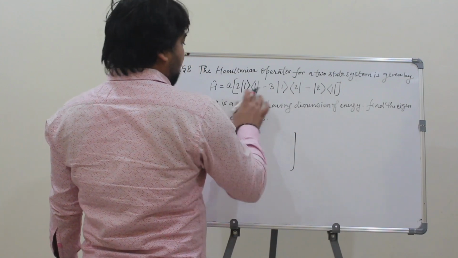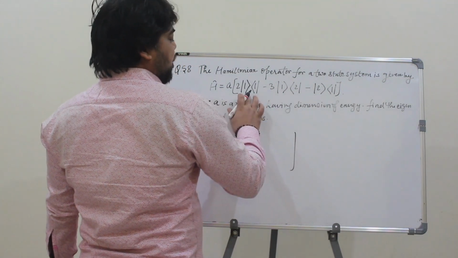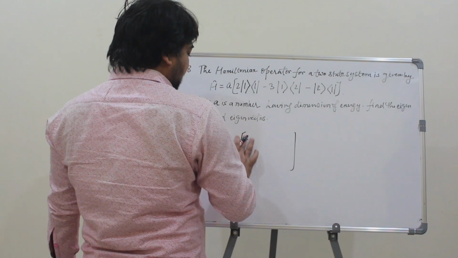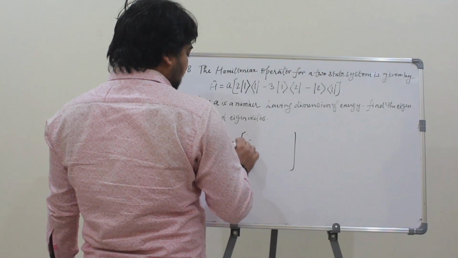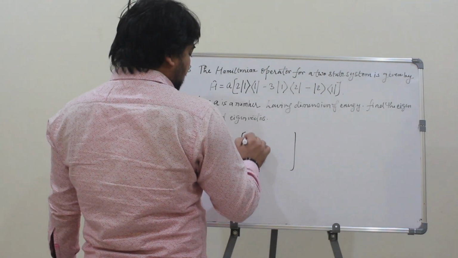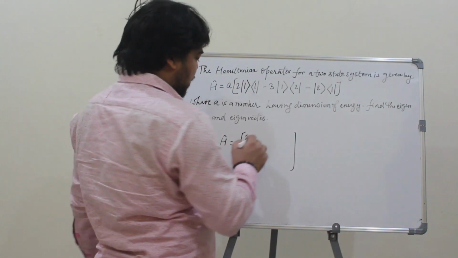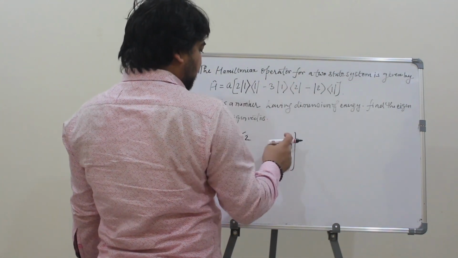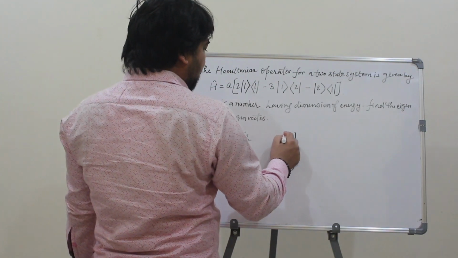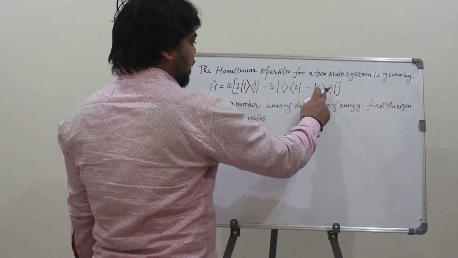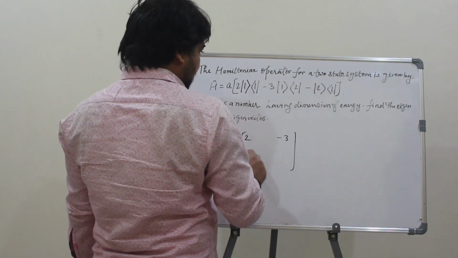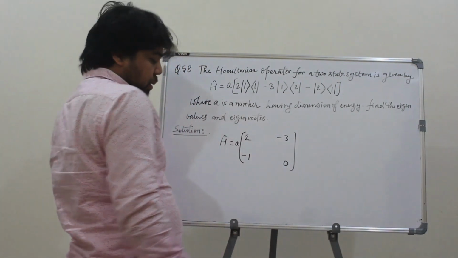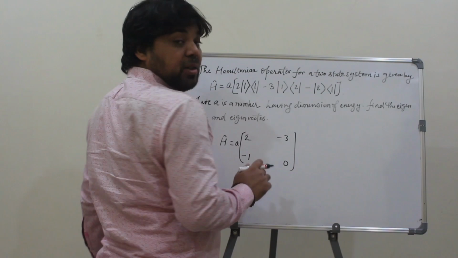So just write it in the matrix form. So take A out, and then this will be 2, 1, 1, and this is minus 3. So the matrix is 2, 1, 1, minus 3, right? So it is asked what are its eigenvalues.